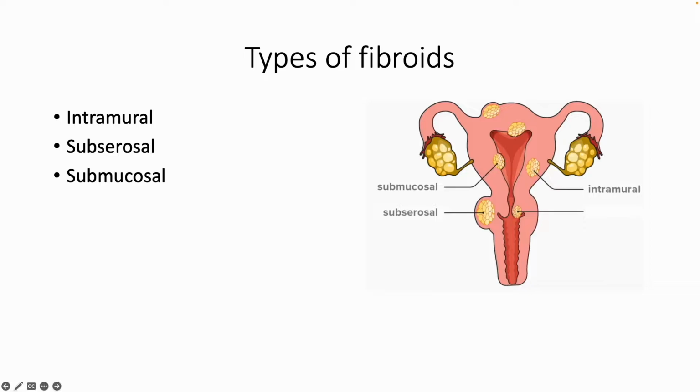The next one is a submucosal, which can be found just below the lining of the uterus, and a cervical one which can be found here. Other fibroids can be found throughout the uterus as well. Another one which isn't illustrated here is a pedunculated one, which would be found on a stalk, and it can be found either on the outside or inside the uterine cavity.